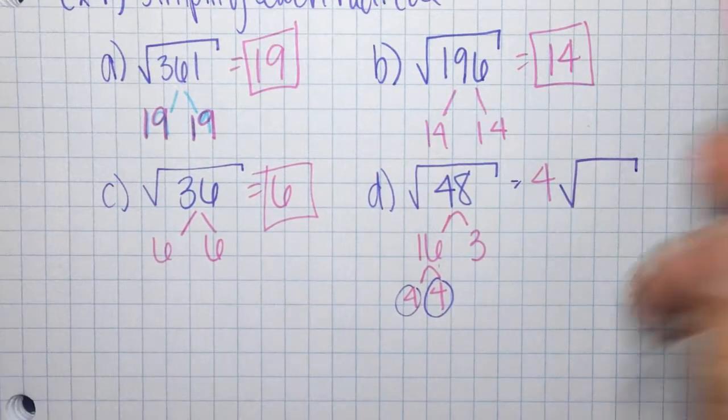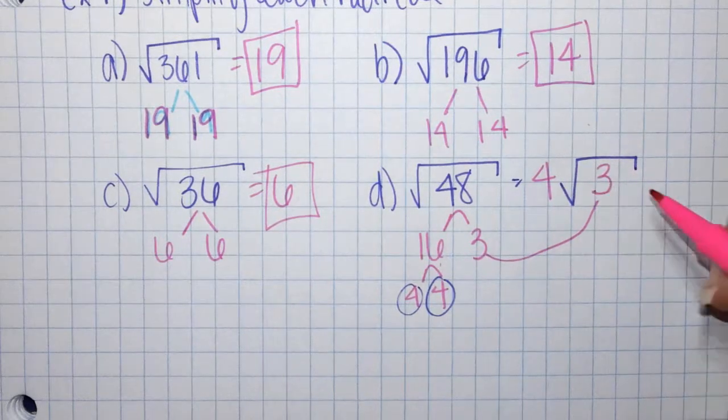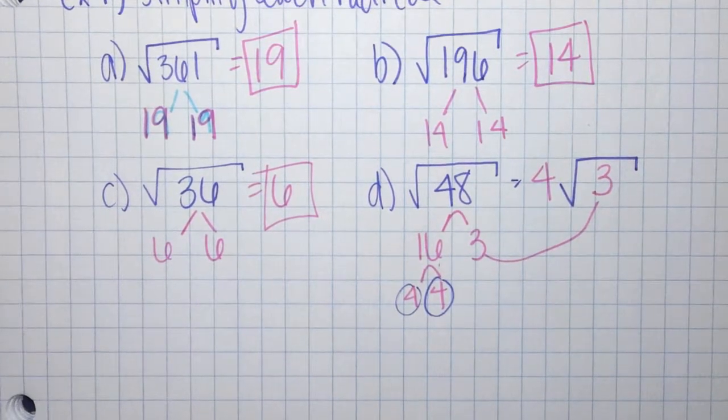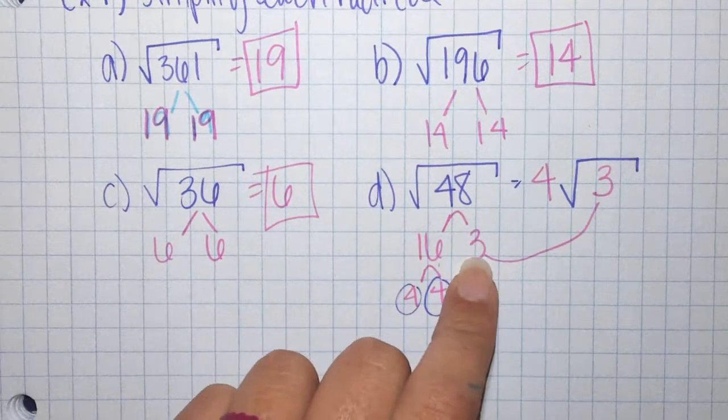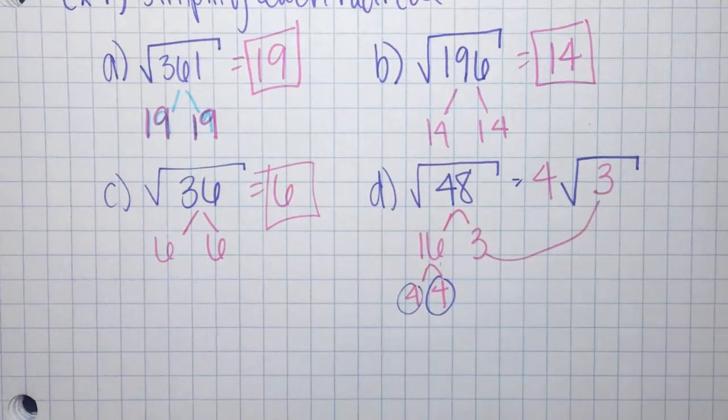What number do you think stays in the house? The 3, because he wants to read Harry Potter. Do you see how there's 2 of these? They want to go outside and play. There's only 1 of these. He wants to stay inside to read Harry Potter.